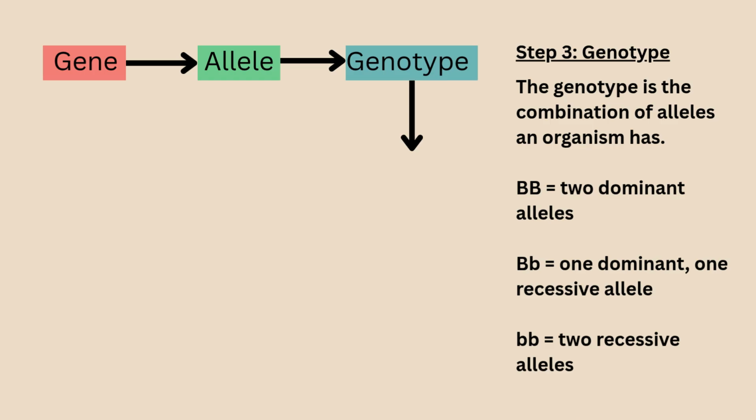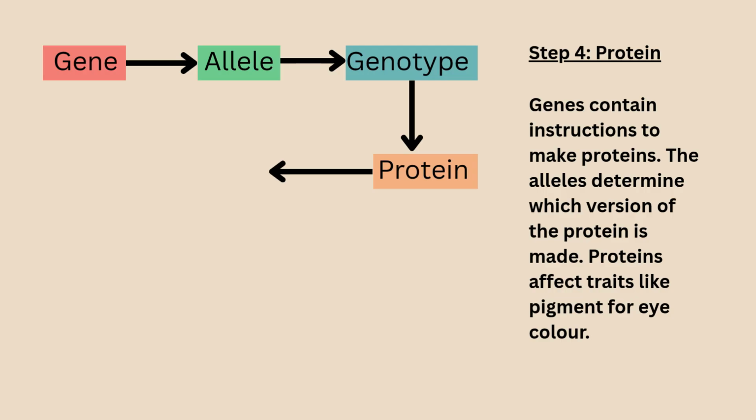Step 3. The genotype. Genotype is the combination of alleles that an organism has. So big B, big B, 2 dominant alleles, big B, little b, 1 dominant, 1 recessive, little b, little b, 2 recessive alleles. Step 4, the protein. Genes contain instructions to make proteins. The alleles determine which version of the protein is made, and proteins affect traits like pigment for eye colour.